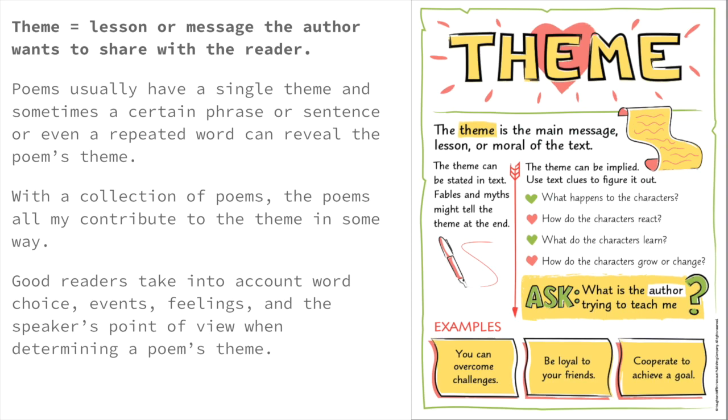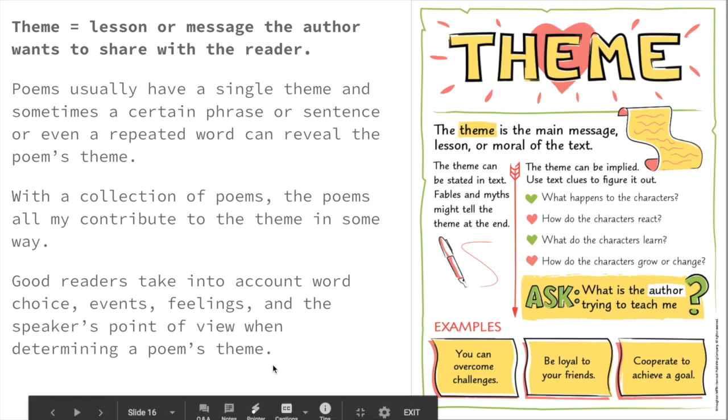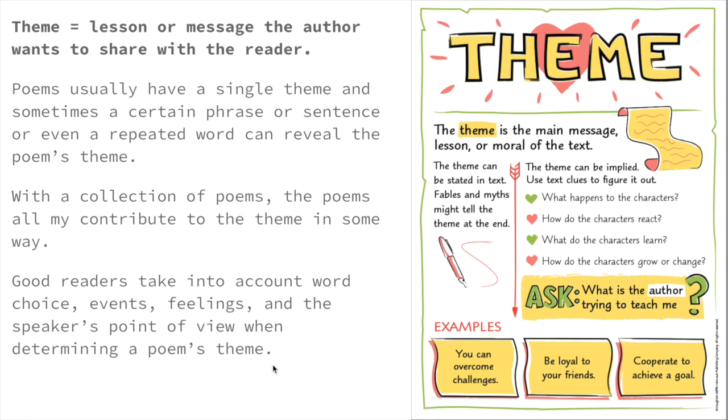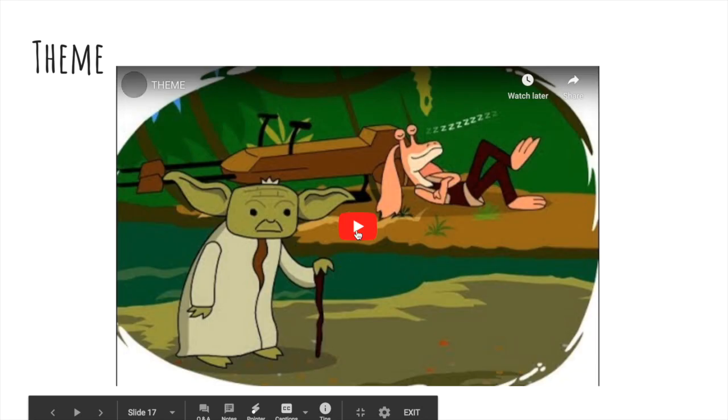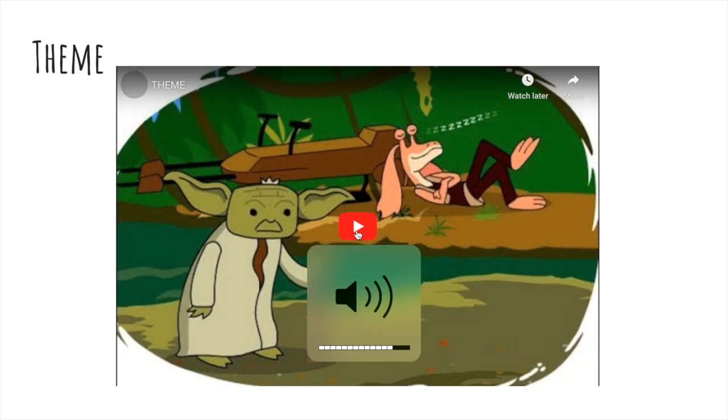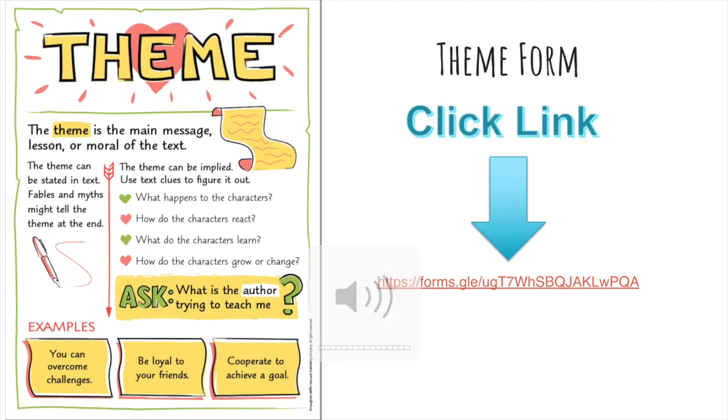So good readers are going to take into account the word choice, events, feelings, and the speaker's point of view when determining a poem's theme. So make sure you're paying attention to the poem's theme throughout. So here's my video on theme for you to enjoy. So pay attention to the video closely.